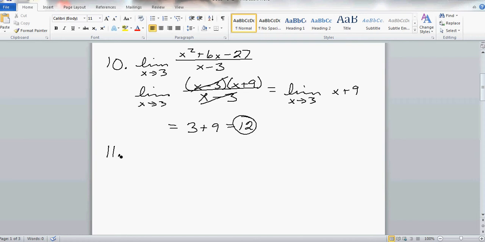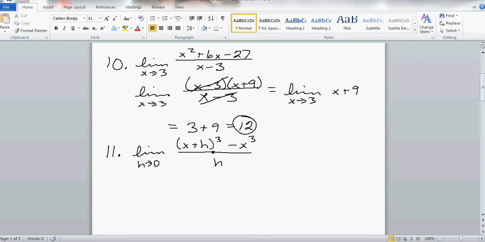Continuing with example number 11, we have the limit as h approaches 0 of (x plus h) cubed minus x cubed, all over h. Now, very quickly, if we substitute we would get a 0 here, and x plus 0 is x. x cubed minus x cubed is always 0. So we get 0 over 0, an indeterminate form if we just try a simple substitution.